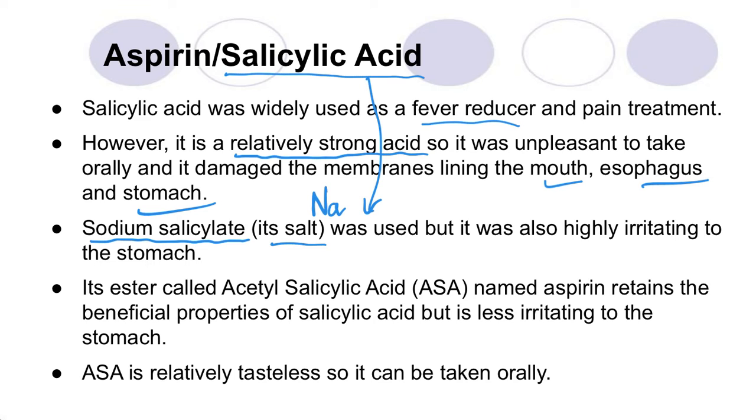And so instead, what we take today is actually the ester form of aspirin. It's acetyl salicylic acid, or ASA. It's named aspirin. It retains all the beneficial properties of salicylic acid, but it's less irritating to the stomach. And it also is relatively tasteless, so it's a lot easier to take orally.